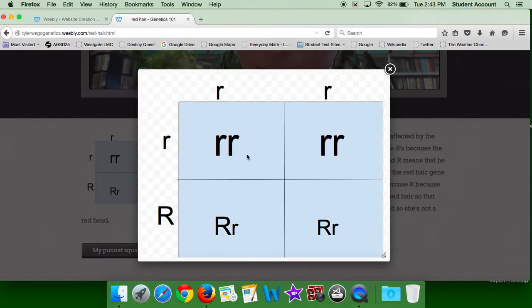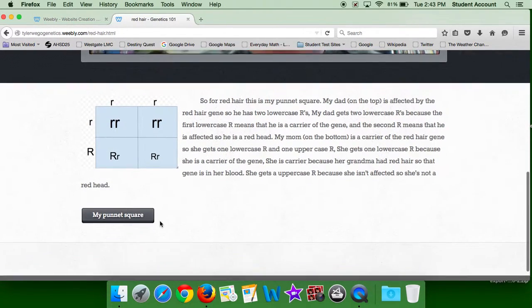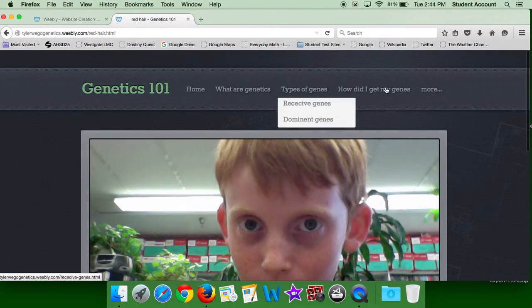So then this is my Punnett square. It says that I have a 50% chance of having red hair and a 50% chance of only being a carrier of red hair. But no matter what, there is no double capital square in here. So I have to at least have the copy of the gene in me. So then, if you want to visit my page, here is a link to a YouTube video that I made explaining how I made this Punnett square.